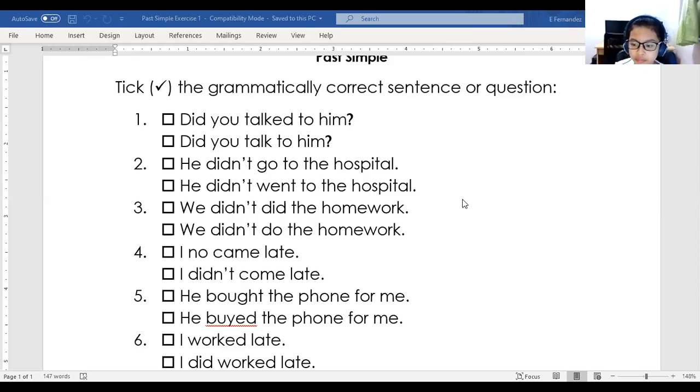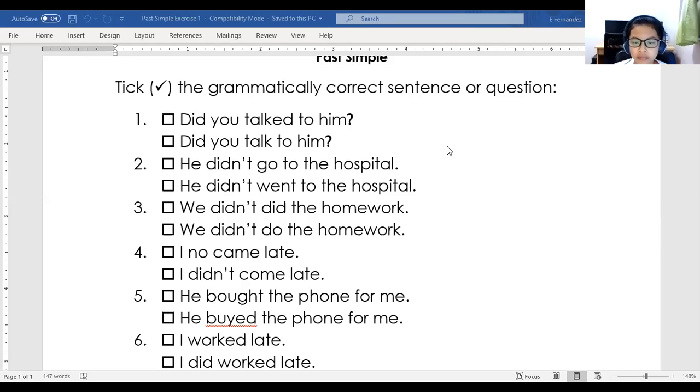Okay, so tick means that you just have to choose. Just tell me which one is correct, first or second. Okay, let's try number 1. What do you think is the correct one there? Is it first or second? Second. Second, of course, very good. Okay, why is it second? Because of course you're going to use the base form of the verb, right? Very good. You remember.